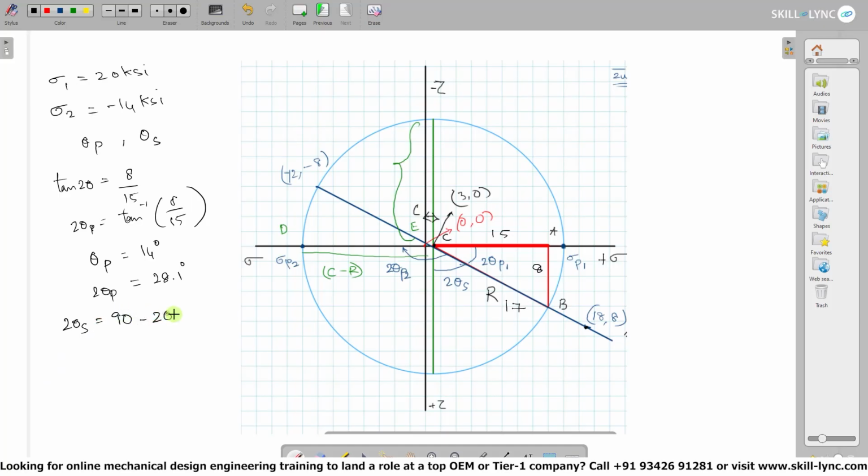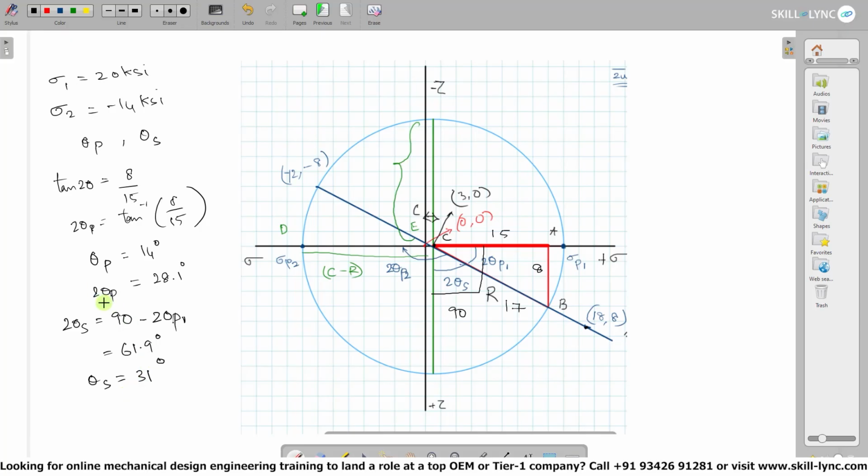The same way, from the equations we know that the value of 2 theta S is equal to 90 minus 2 theta P. This is from geometry. We have taken this from these angles, wherein the summation of the angles is going to be 90 degrees, and 90 minus 2 theta P gives 2 theta S. We know the value of 2 theta P is 28.1, so 2 theta S is going to be 61.9 degrees, and theta S is going to be 31 degrees.